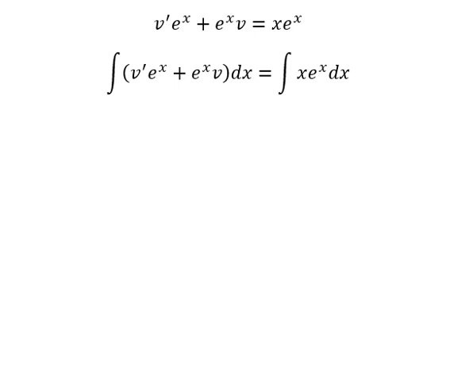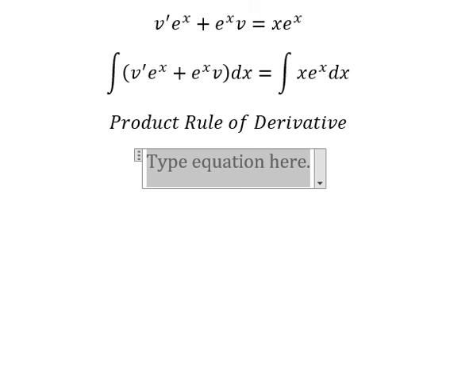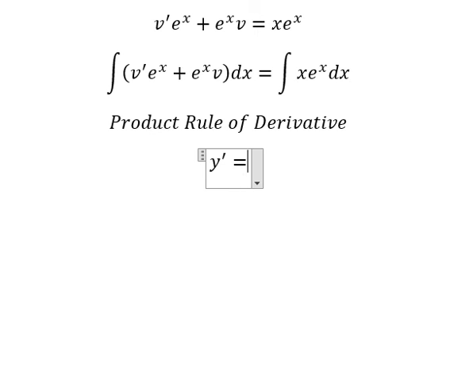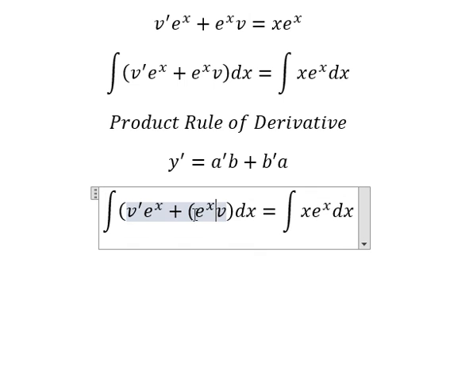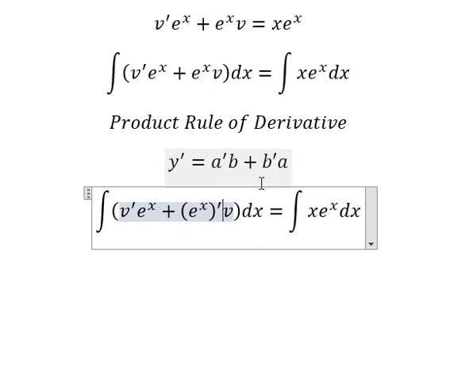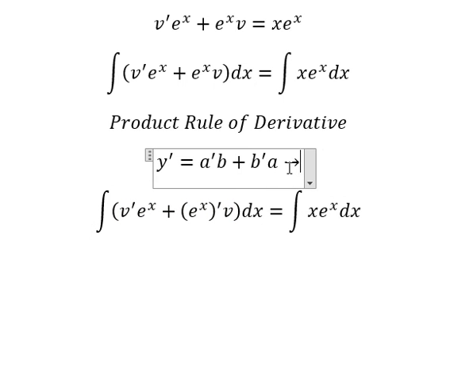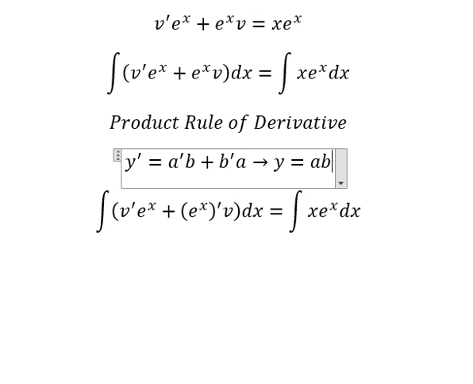Next, we can use the product rule of derivative. So we have the first derivative of y equals the first derivative of A multiplied by B plus the first derivative of B multiplied by A. So we have the first derivative of A multiplied by B. This one is the first derivative of B multiplied by A.